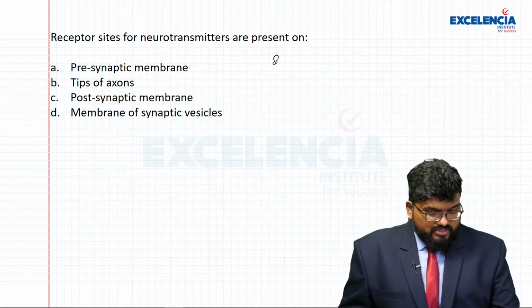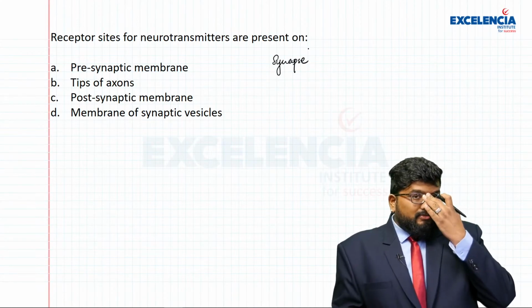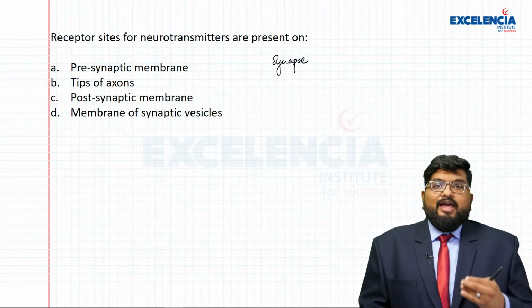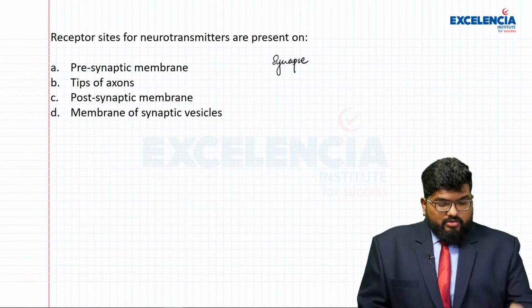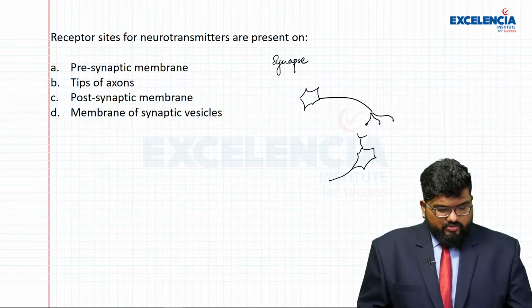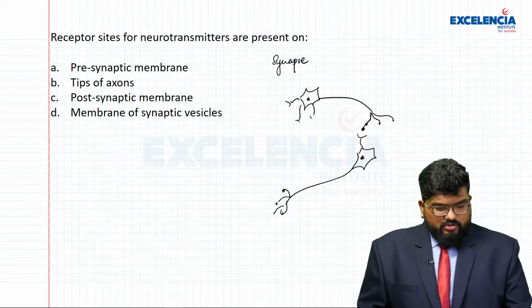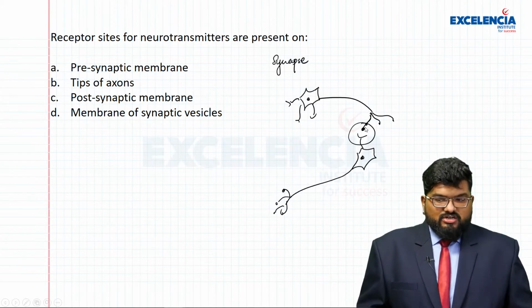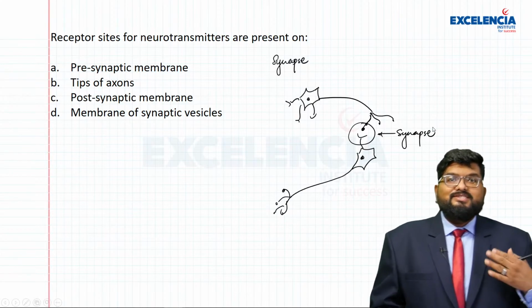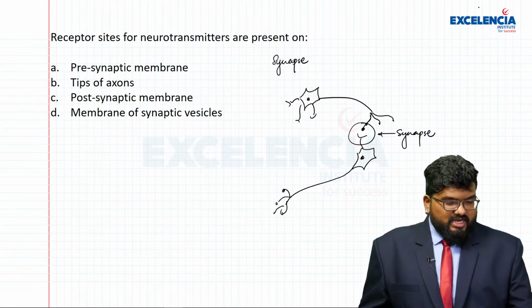Next, receptor sites for neurotransmitters are present on. Now here what we are talking about is synapse. Now when we have a neuron, at the end of the neuron what we have is the synaptic knob. So when the neurons are connected, and this is the dendrite of another neuron, correct? So this junction is known as what? Synapse, right? Now when we zoom into the synapse, what do we see?